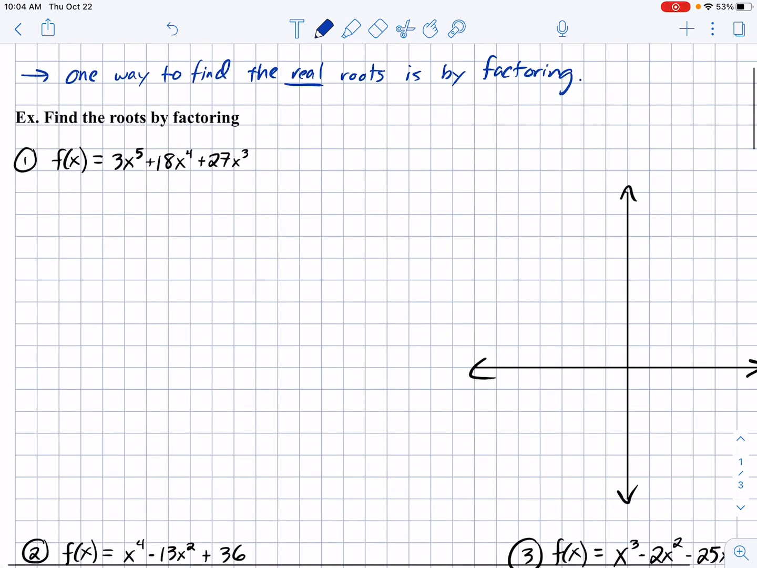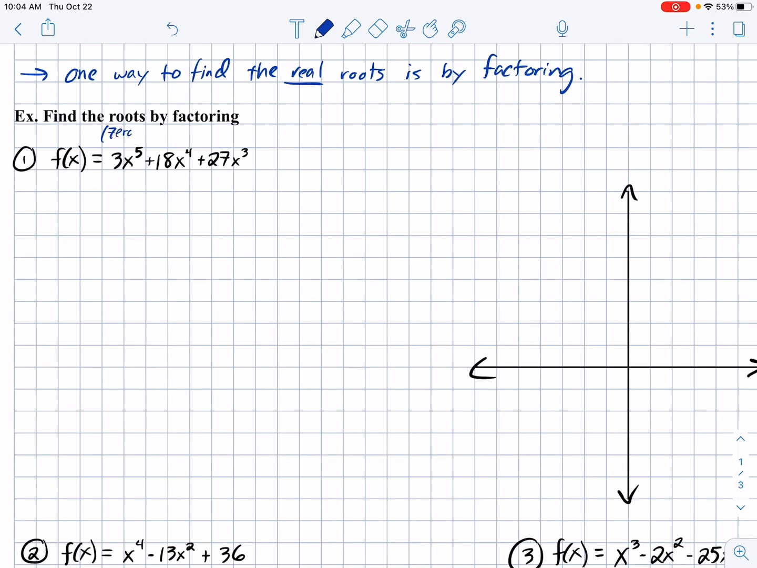So let's look at this function. We have f of x equals 3x to the fifth plus 18x to the fourth plus 27x cubed. If you were asked to find the roots or the zeros of this polynomial function, we just start by setting the function equal to 0. And then we always see if we can factor first. Hopefully you remember from the previous lesson, all three of these terms share an x. They're actually also all divisible by 3. So this is definitely factorable. We can take out a 3x cubed as our GCF, and we're left with x squared plus 6x plus 9.